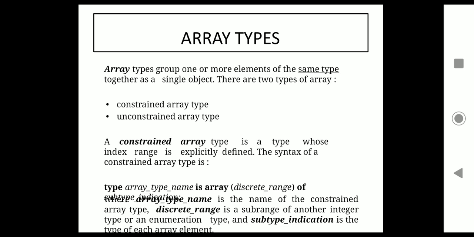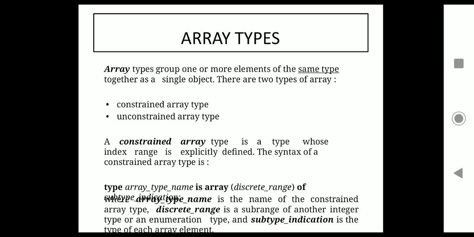Now, array type. What do you mean by array? Array types group one or more elements of the same type together as a single object. What do you mean by array? It is a group of one or more elements of the same type. That is what an array means, and it is of two types: constrained array type and unconstrained array type.